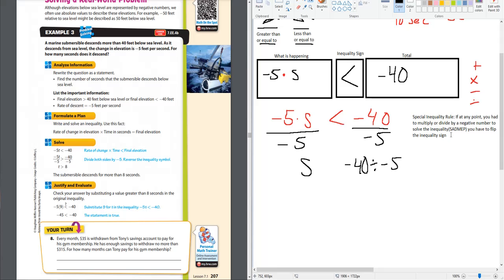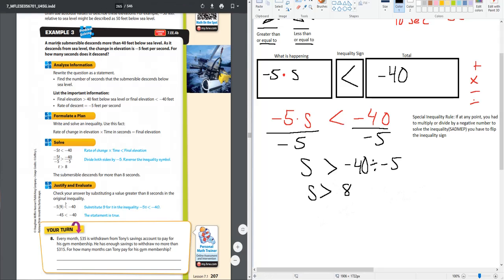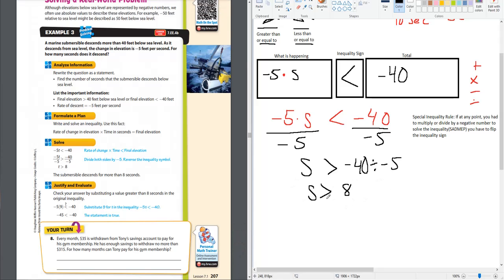So when I'm saying SADMEP, I mean like you remember you have to do the opposite in order to move stuff from one side to the other side. That's SADMEP stuff. So that means that this turns into that. The less than sign turns into the greater than sign. So S is greater than negative 40 divided by negative 5. 40 divided by 5 is 8. Negative divided by negative is positive. So S is greater than 8. That means that the marine submersible was doing its thing for like more than 8 seconds.